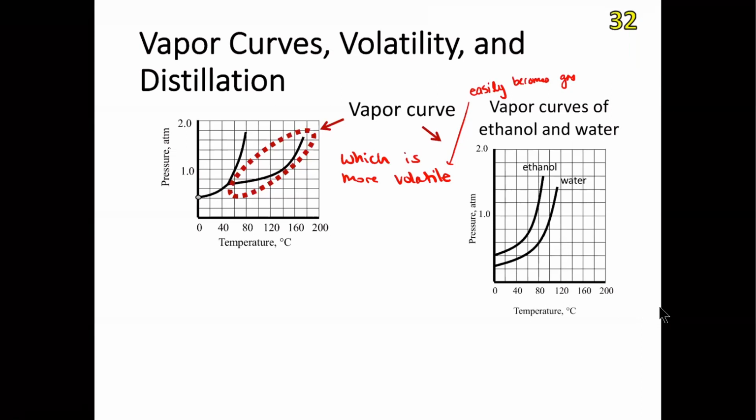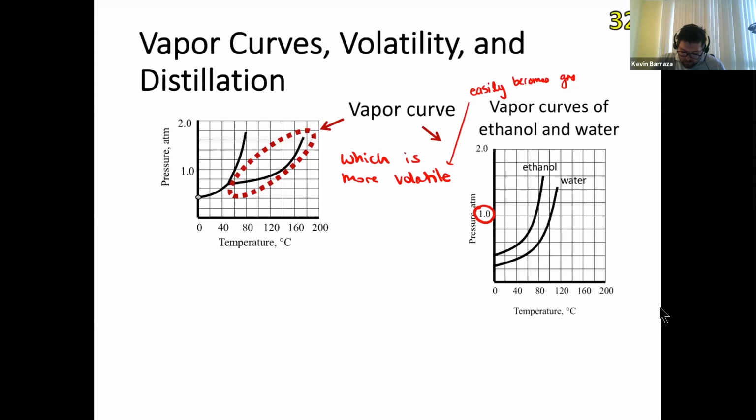Ethanol. Yeah, ethanol. And maybe we know that from intuition, but we can prove it by looking at the normal boiling point. Again, it's where our curves meet. So for ethanol, that's about in the 70s, 70 degrees. But for water, it's about 100 degrees. So ethanol is much easier to evaporate and boil. So we would say ethanol is more volatile than water.